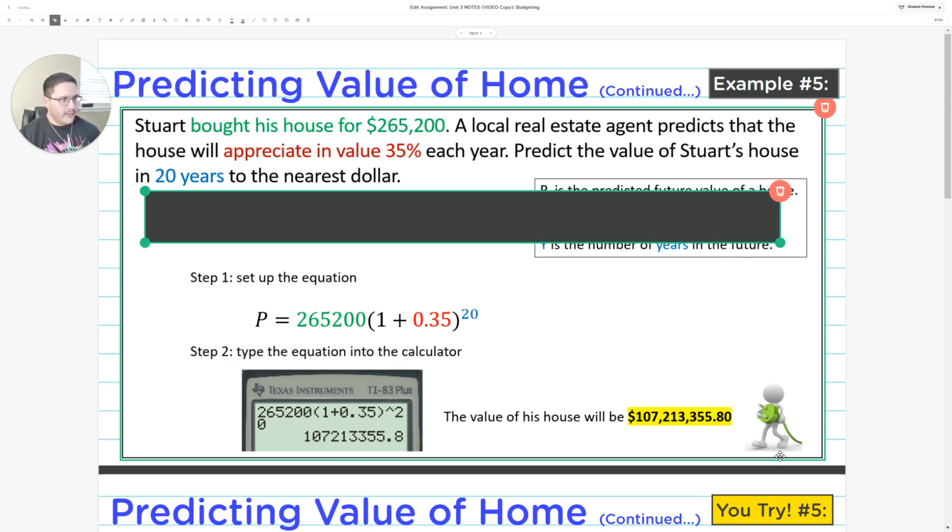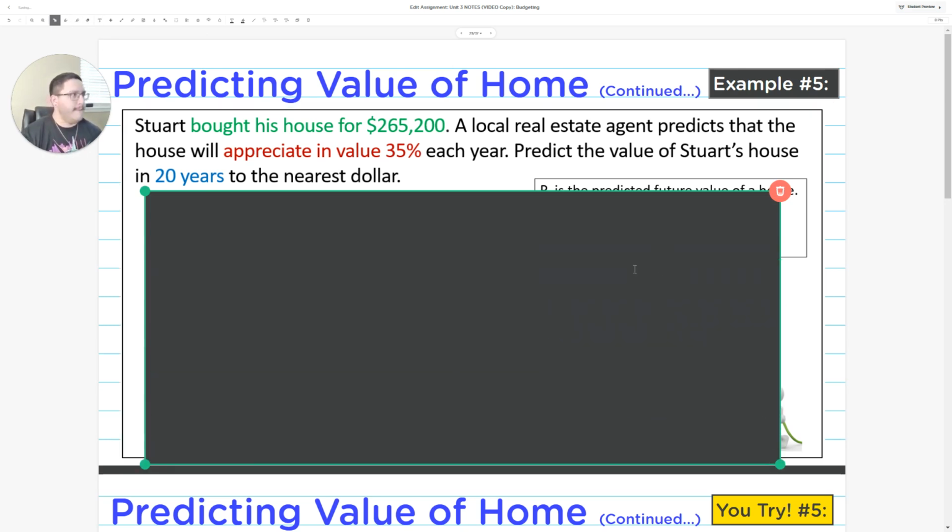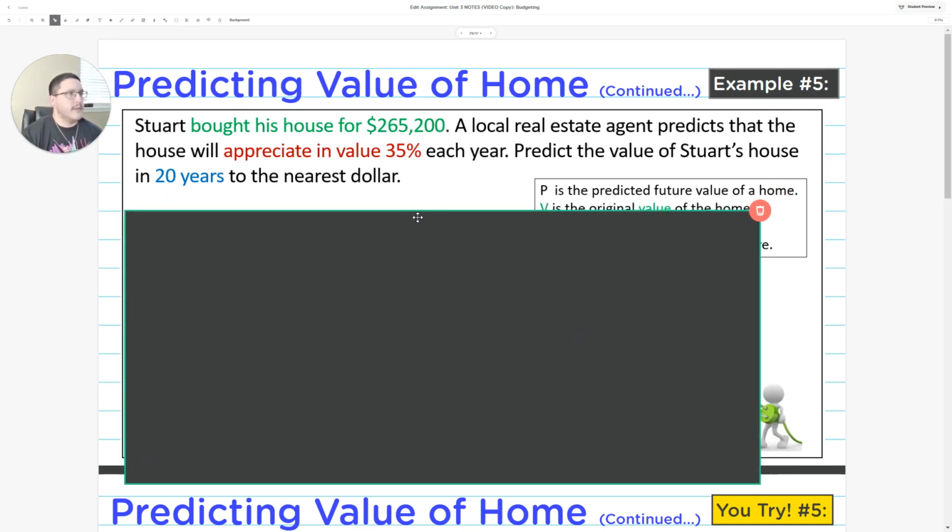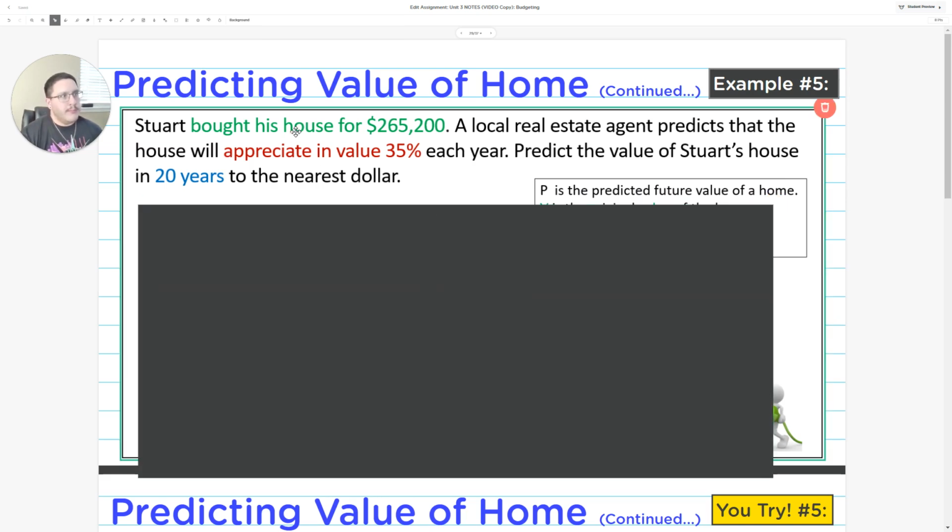Let me just cover all of this up. So Stuart bought his house for $265,200. A local real estate agent predicts that the house will appreciate in value 35% each year. That's a lot, by the way. Predict the value of Stuart's house in 20 years to the nearest dollar.